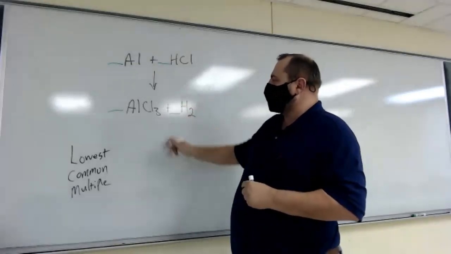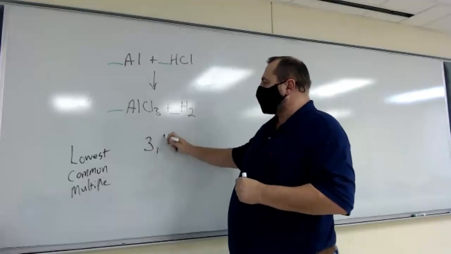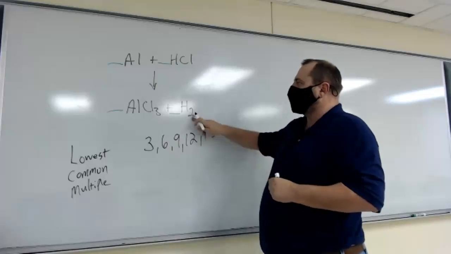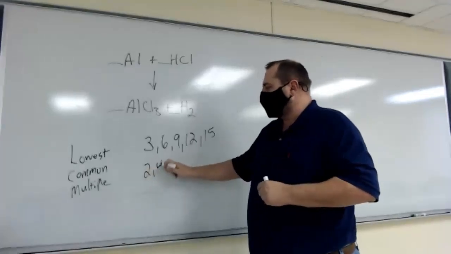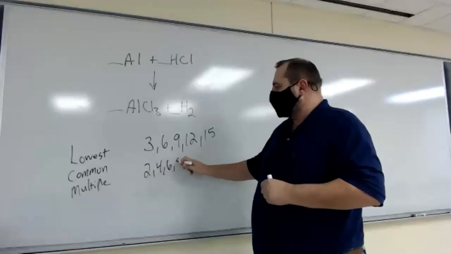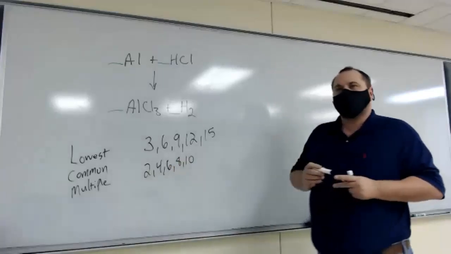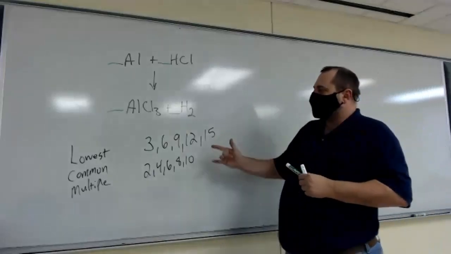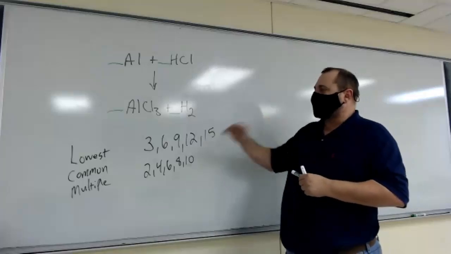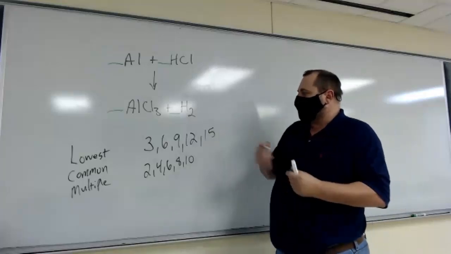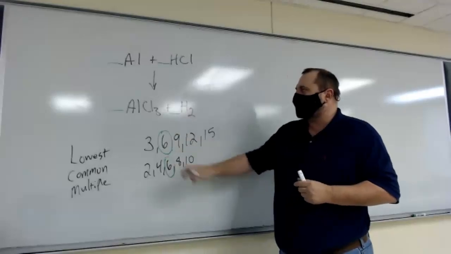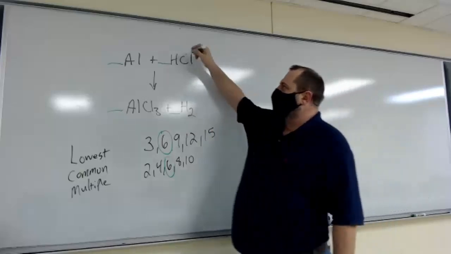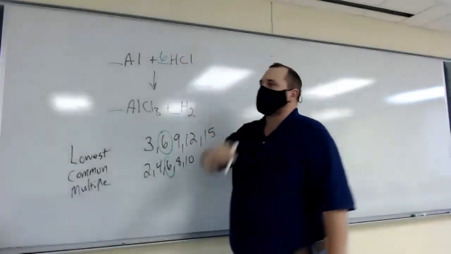But this comes in packs of 3. So the multiples of 3 are 3, 6, 9, 12, 15. And the multiples of 2, remember doing this? Way back a long time ago, maybe? Okay. All right, so where's my lowest common multiple? 6. So I need to get to where I have 6 of each one of these. I'm going to do that by putting a 6 here.